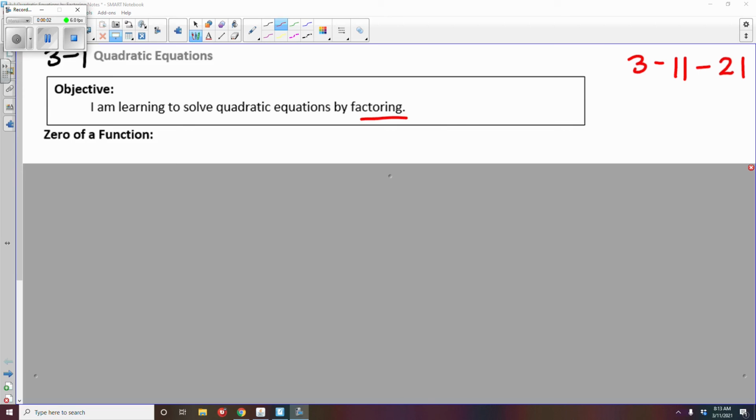Quadratic equations. Our learning target for today is: I am learning to solve quadratic equations by factoring. Our very first little bit of vocabulary, we'll look at the zero of a function.